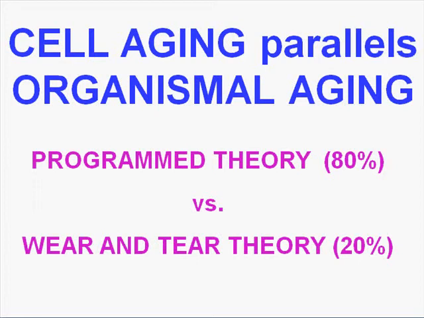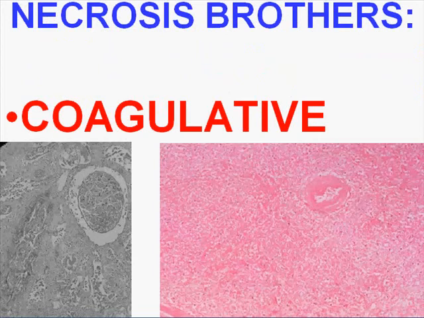So on a cellular level, the program theory of cell death is pretty much the mainstream versus the wear and tear theory. And I want to say one more thing because I have a minute left, to make up for something I forgot to tell you, and I feel quite embarrassed. When we talked about the necrosis brothers, we failed to mention the most common necrosis of all, and that's called coagulative necrosis. So consider this a little addendum to my boo-boo.